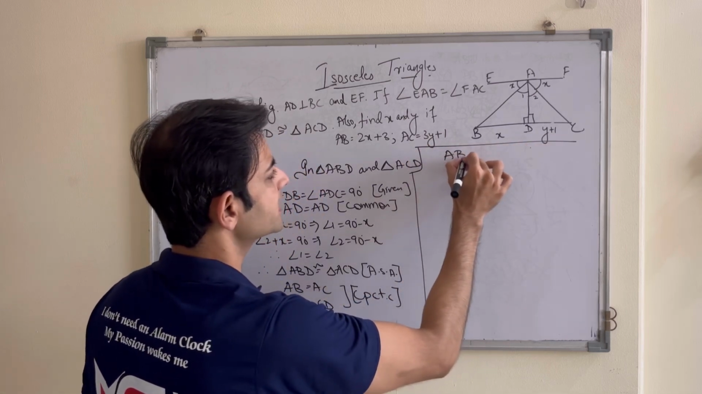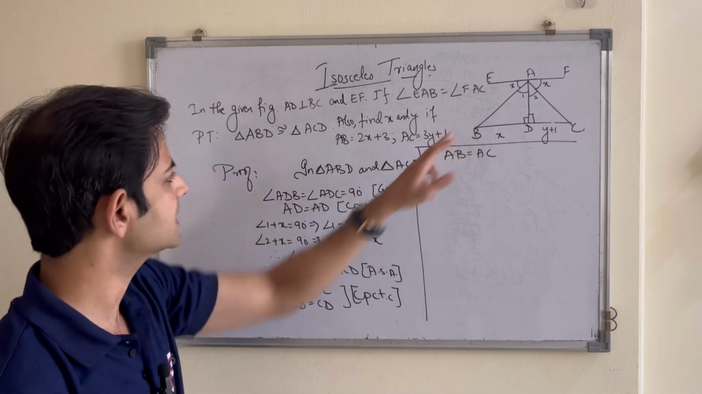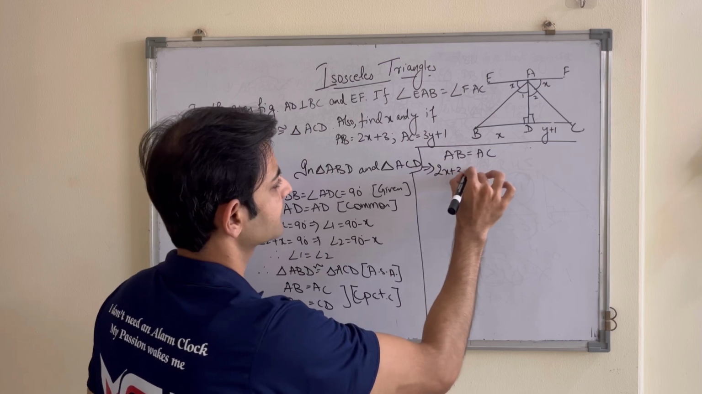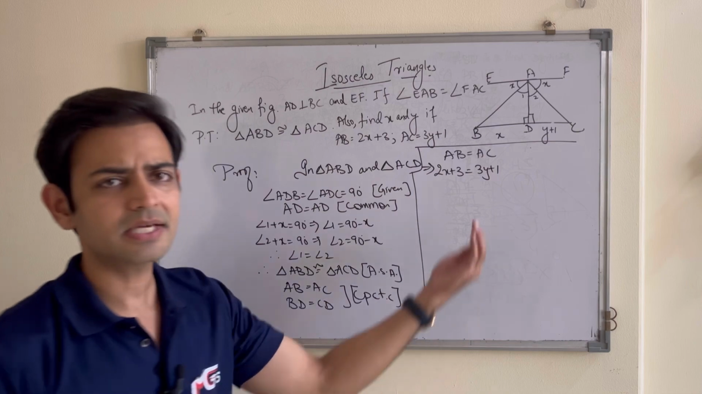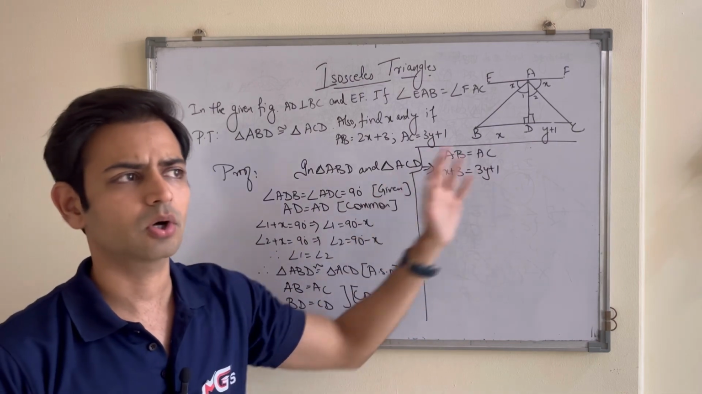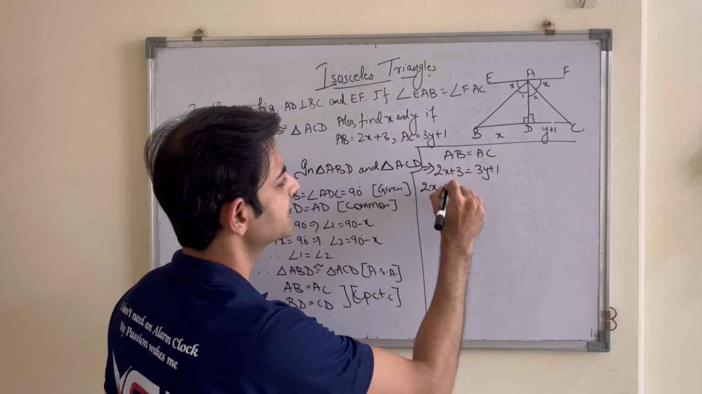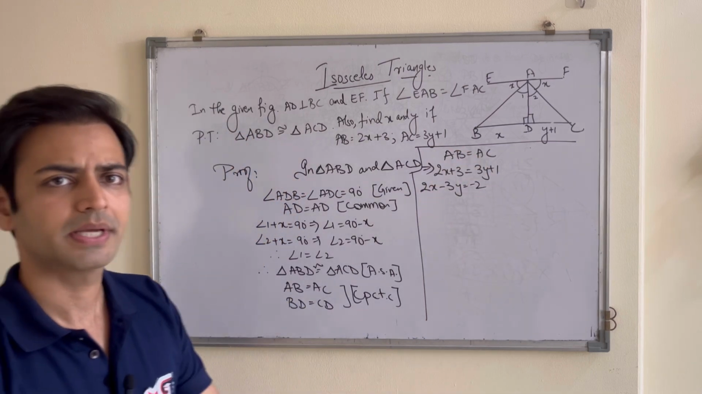AB is equal to AC. This implies AB, that is 2x plus 3, is equal to 3y plus 1. We can take all the variables on one side, all the constants on the other side. So it becomes 2x minus 3y is equal to minus 2.